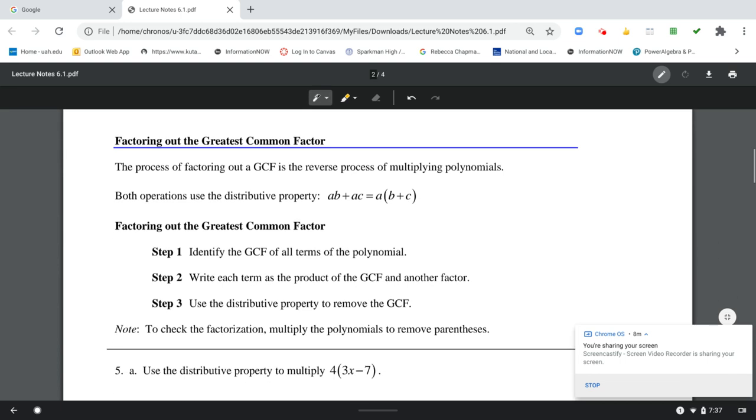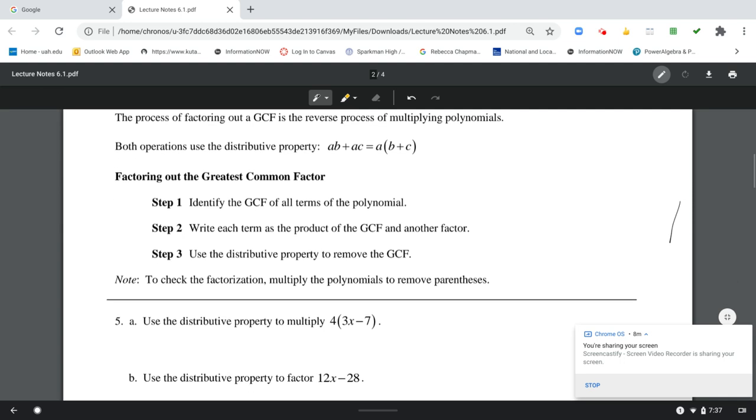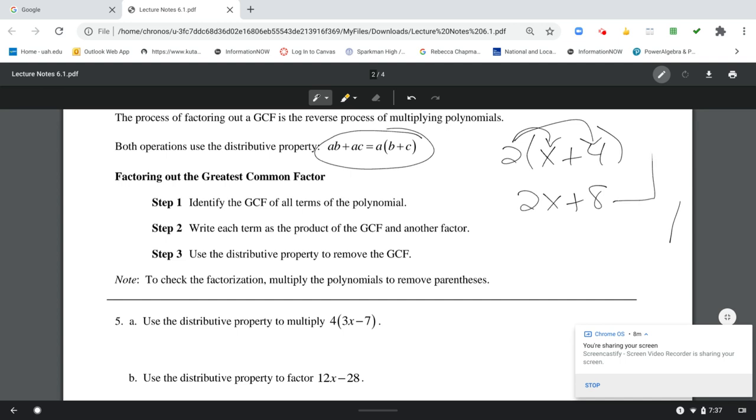Now, factoring out the greatest common factor is a little bit different. So what we're basically doing is we are going to undistribute. We're going to reverse the distributive process. So like if you had 2 times x plus 4 and you distributed it, you would get 2x plus 8. Well, what we're going to do is we're going to start with the 2x plus 8, and we're going to work our way backwards to the 2 times the group x plus 4.